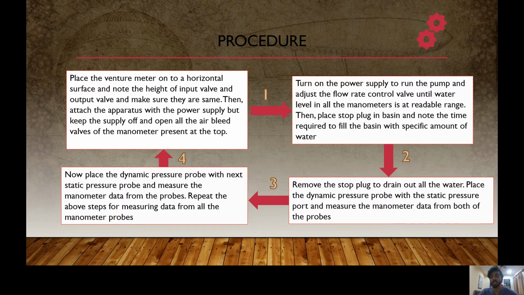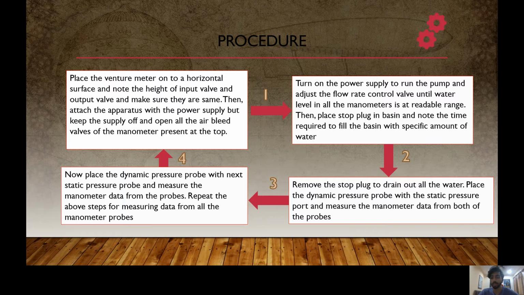The second step is to turn on the power supply to run the pump and adjust the flow rate control valve until the water level in all the manometers is at a readable range. Then place a stop plug in the basin and note the time required to fill the basin with a specific amount of water. The third step is to remove the stop plug to drain out all the water.